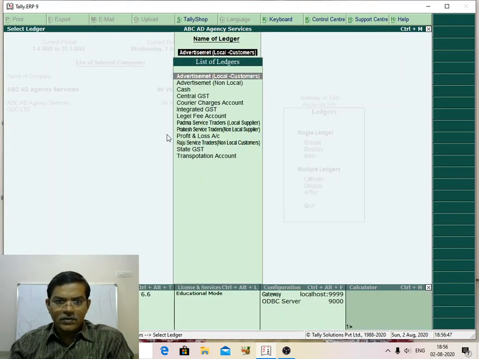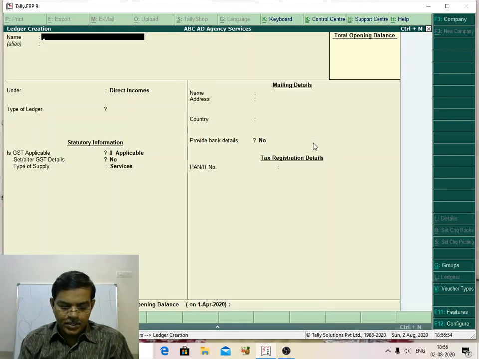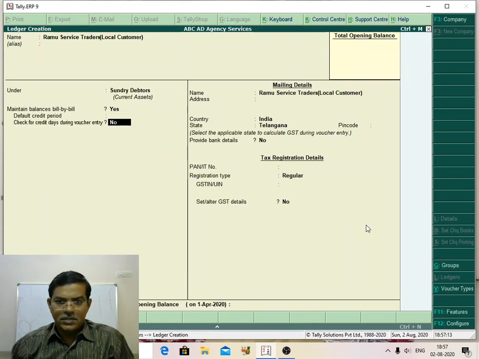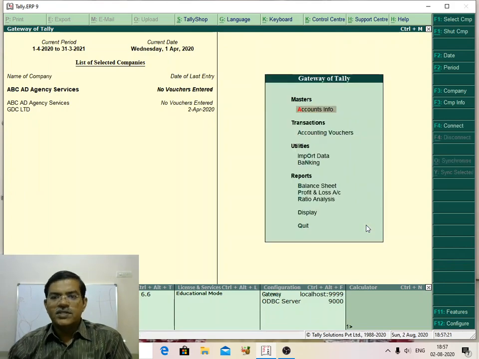So after that I want to create a local customer. Okay, local customer. So one more account I am creating, that is Ramu Service Traders, local customer. It is also sundry debtors, right? Okay, use Control A here to accept. After the creation of the ledger master, now I want to post the transaction.